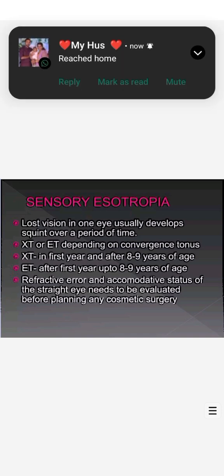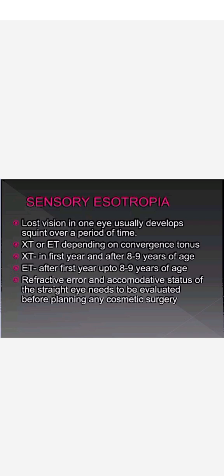Sensory esotropia: loss of vision in one eye usually develops squint over a period of time. XT and ET depend on convergence tone. ET occurs in the first year, and after 8 to 9 years of age XT occurs; ET is after the first year up to 6 to 9 years of age. Refractive error and accommodative state of the straight eye need to be evaluated before planning any cosmetic surgery. Thank you.